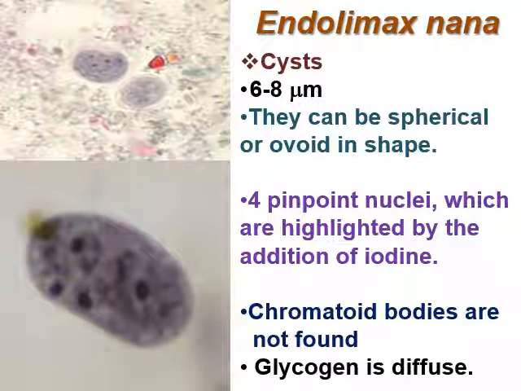Endolimax nana cysts measure up to 8 micrometers. They can be spherical or ovoid in shape and contain 4 pinpoint nuclei, which are highlighted by the addition of iodine stain. Chromatoid bodies are not found. Glycogen is diffuse.